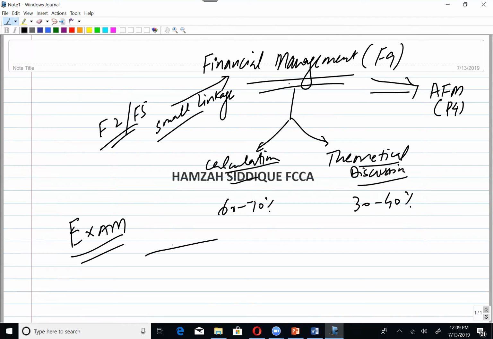Your exam has two types of sections: MCQs or MTQs, and scenarios. Both types of questions are there. You know very well that these are now compulsory computer-based exams.